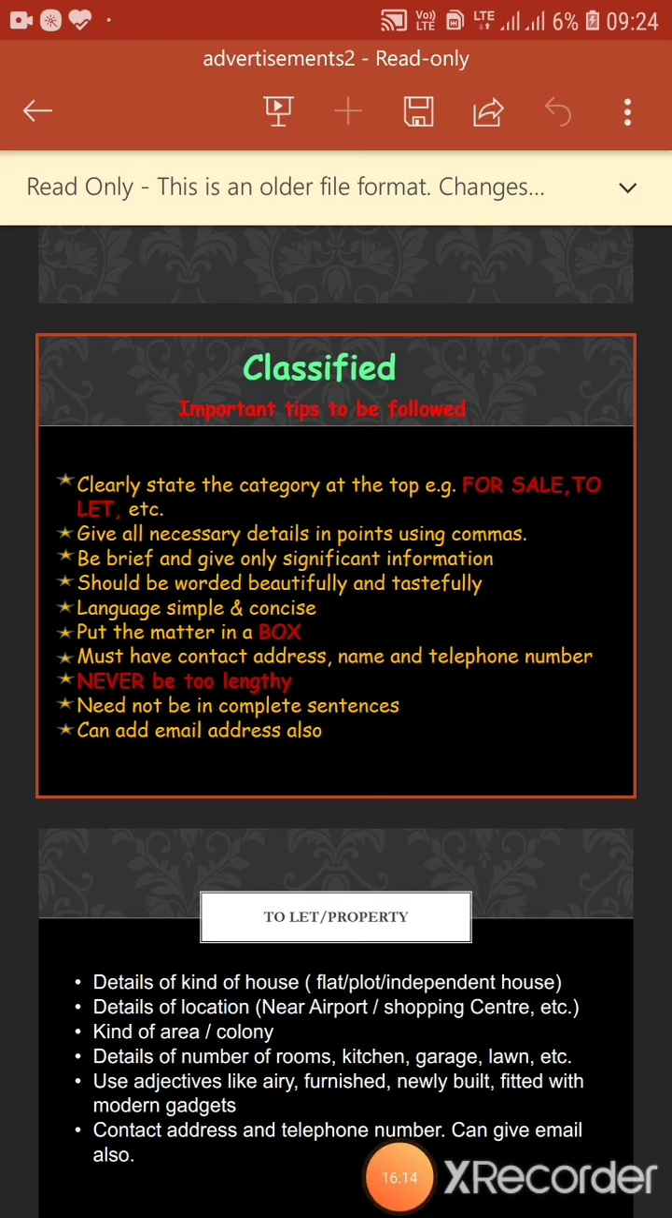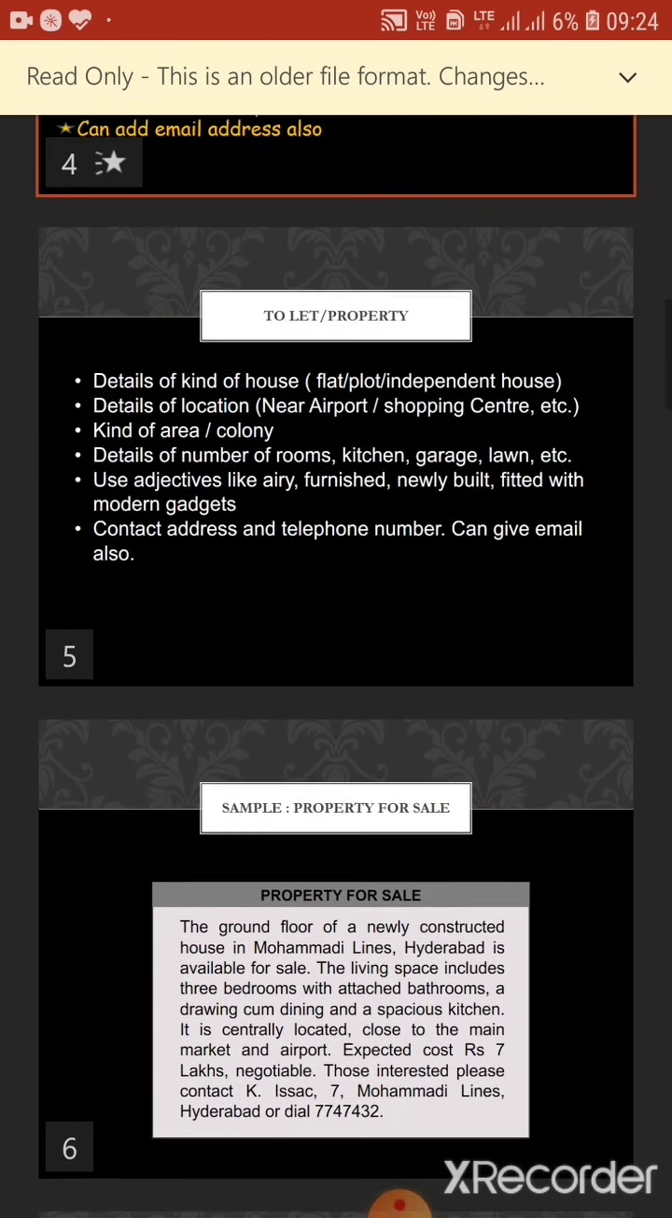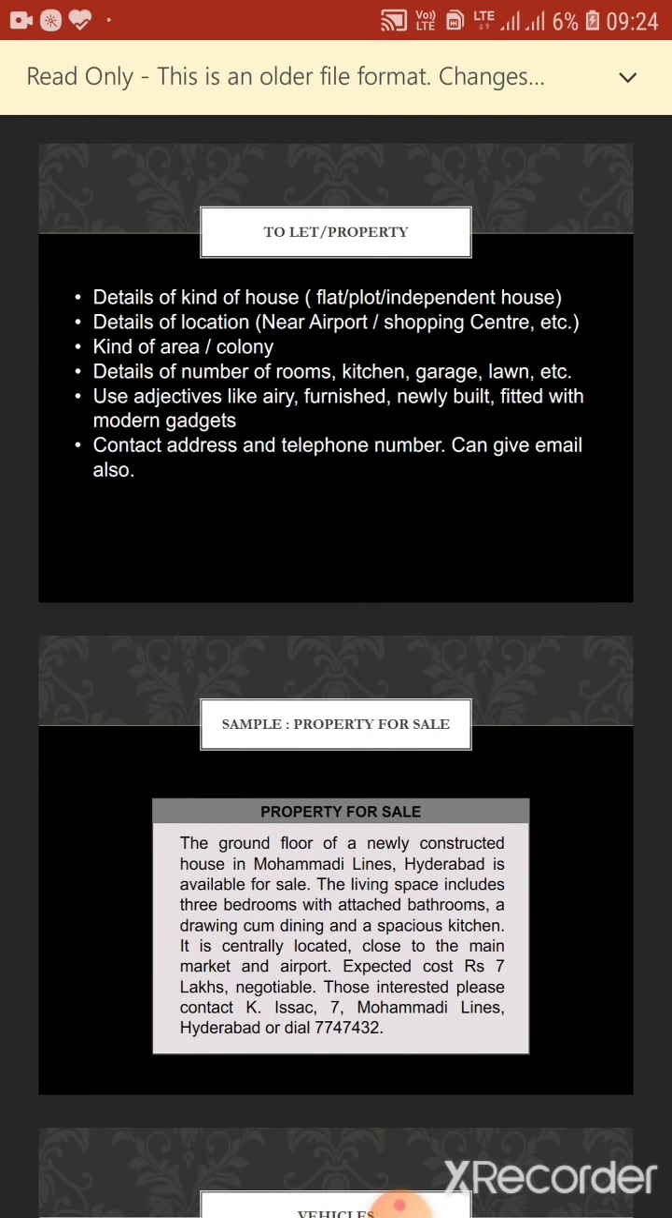Now we shall see some other things related to the classified advertisement. Because we have already talked about the classified advertisement, and it's not only about situation vacant or situation wanted, that means about the person, but about the property also.